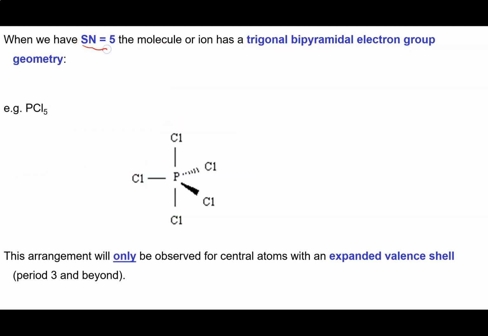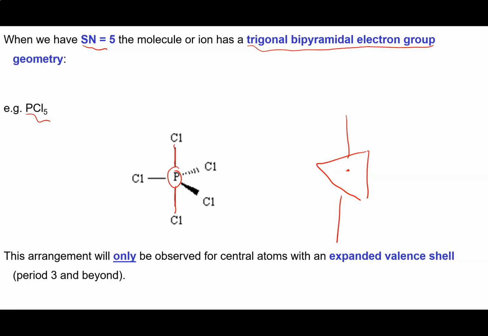When we go to steric number 5, our molecule or ion will have what we call the trigonal bipyramidal electron group geometry. So a good example of that is PCl5. So here's our central phosphorus atom. One of our chlorines is below the phosphorus atom, one is above, and then around what we call the waist of the molecule, we have these 3 chlorine atoms that are all in the same plane. They're in a trigonal planar arrangement. So we have this sort of triangle of atoms in the middle, and then we've got one above and one below.